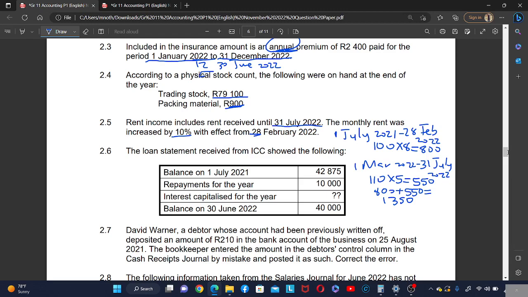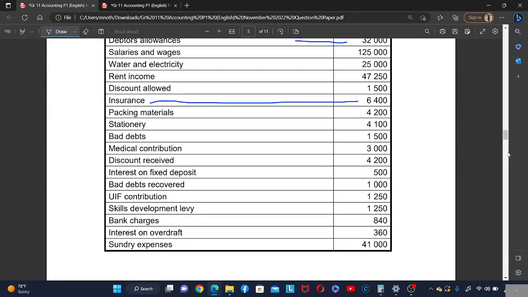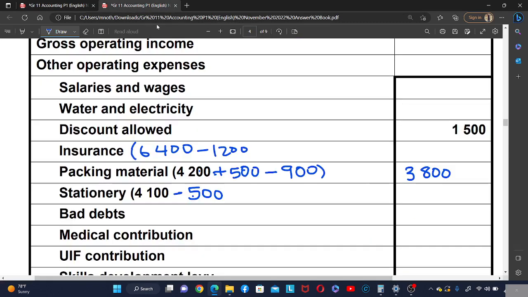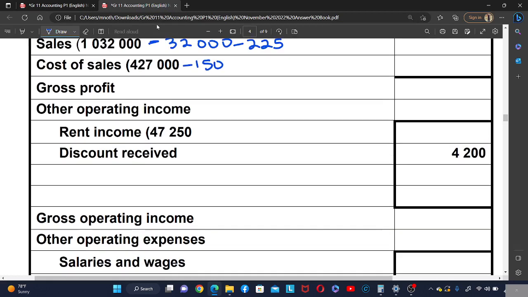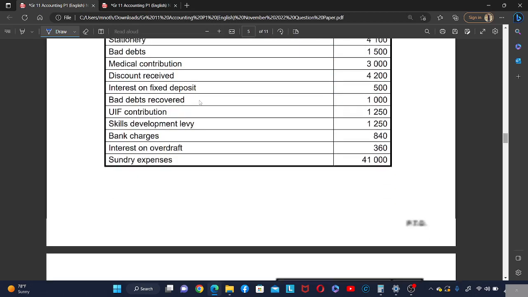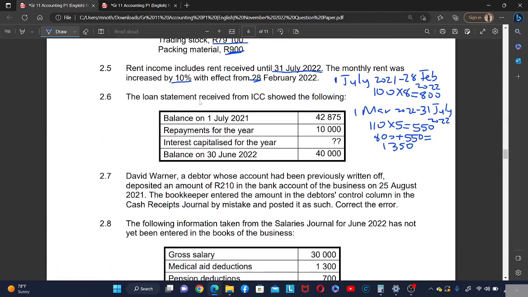So now let's go and check in the trial balance. How much is the rent? The rent is 47,250. Okay. So 47,250 times. So what I usually do is this. Below you put what you have, right? So what we have is the rent, and the total percentage received for this rent is 1,350.